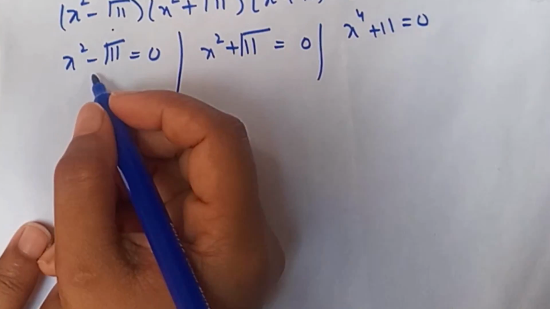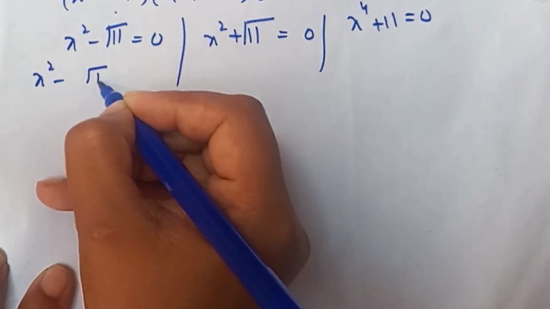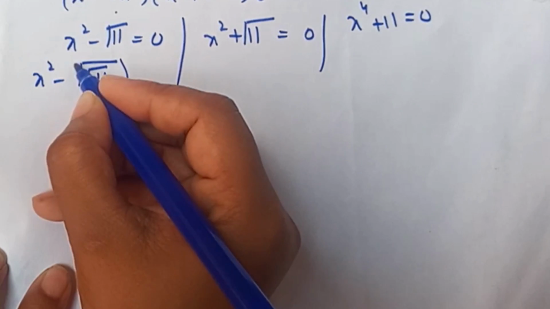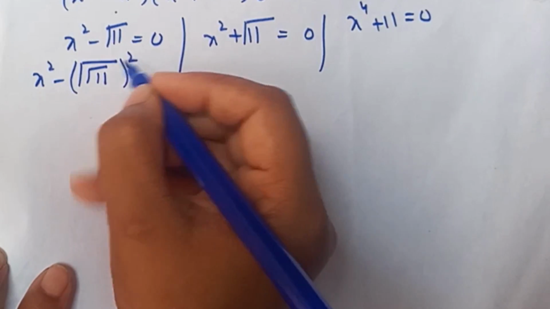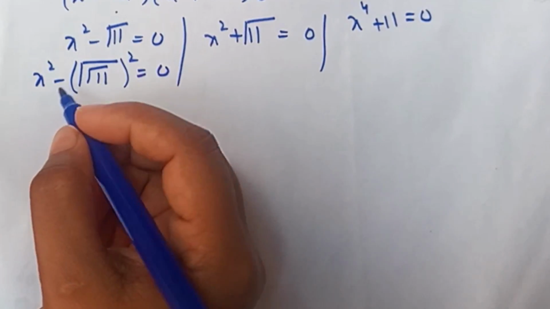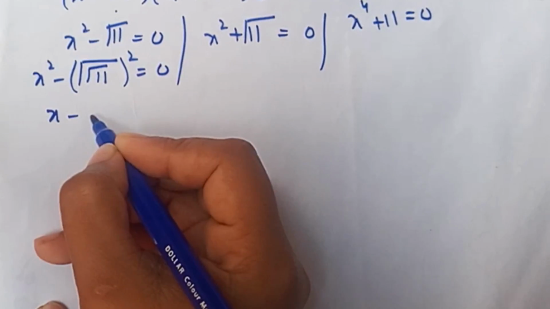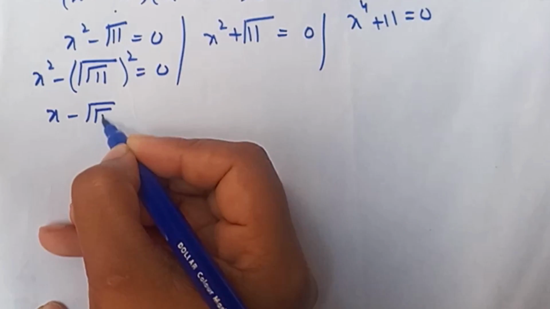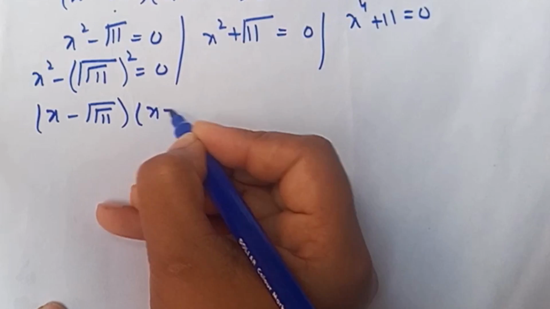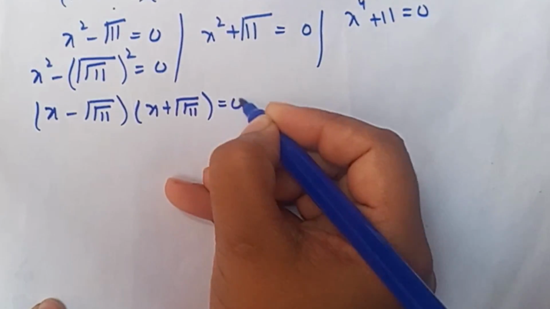Now look at this first case. We write this as x square minus square root 11. So we write this second term as a square root and then its square. Look at this, square and square root will cancel. We just get square root 11, and this is equal to 0. Now again we use the identity, so this will become x minus square root 11 multiplied by x plus square root 11. This is equal to 0.